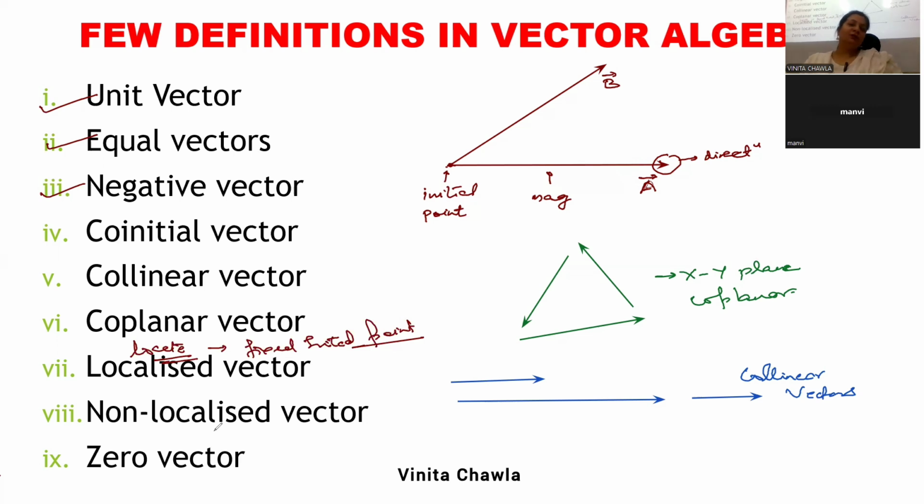Localized vectors are those which have a fixed initial point, which we can locate, and non-localized vectors are those which cannot be located, which have no fixed initial point.